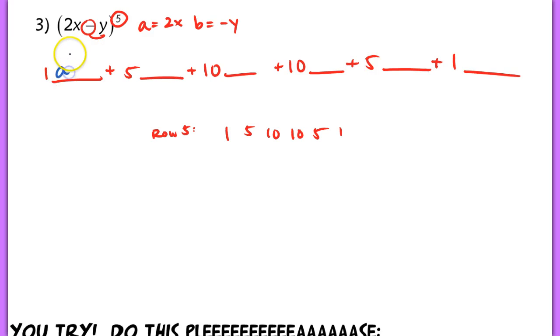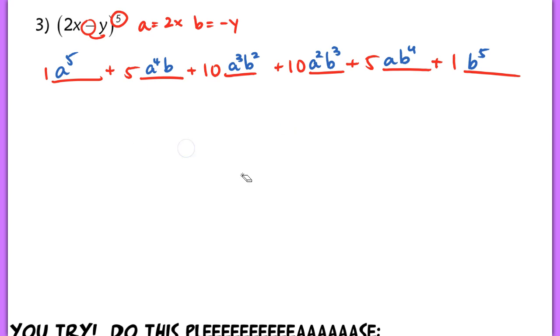So we have a to the 5th power, then a to the 4th, b. Again, I just decreased the a term, increased the b term. Then a cubed, b squared, then a squared b cubed, then a to the first, b to the fourth, and finally b to the fifth. Okay, from here, let's make our substitutions. So we've got 2x raised to the fifth power. I'm going to ignore that 1 out in front. Plus 5 times 2x raised to the fourth power times a negative y.